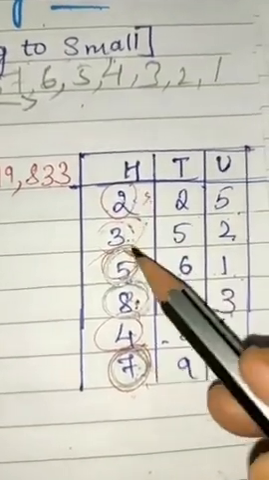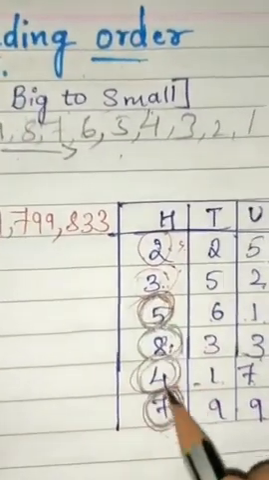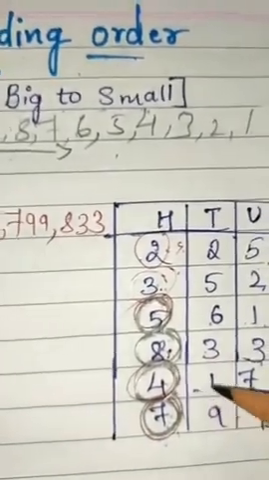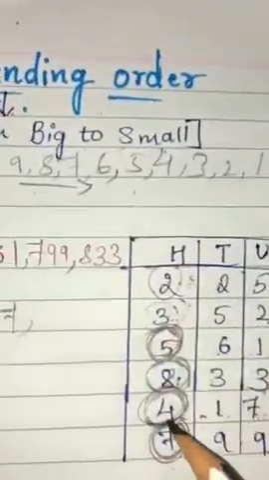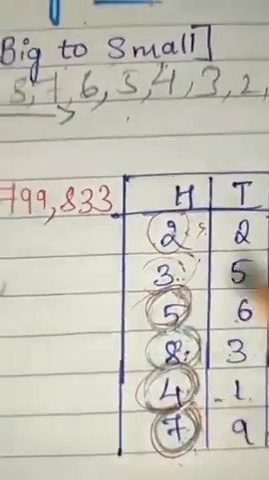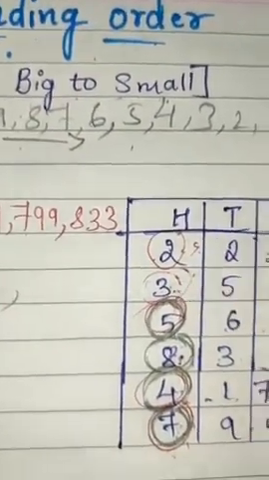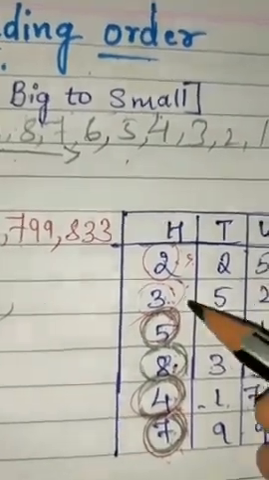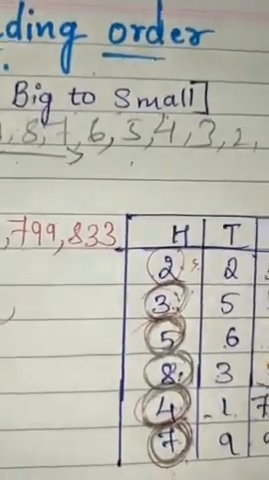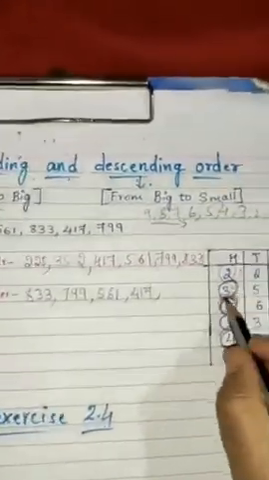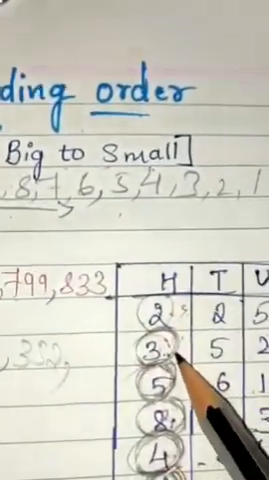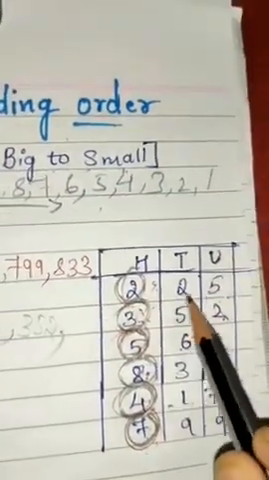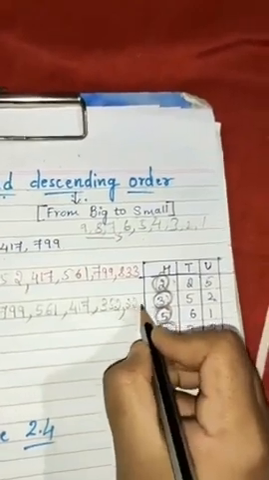3, 2, 4. Yes, 4 is the biggest digit here. So 417. Right. Next one, after the 4, which is the biggest or the greatest digit here? Yes, 3 is the biggest digit. So 352. Next, which remained here now? 2. Of course, 225. So 225.